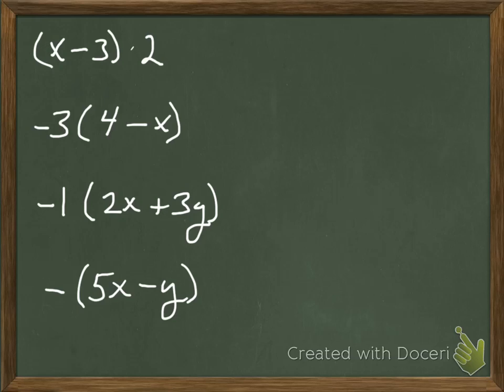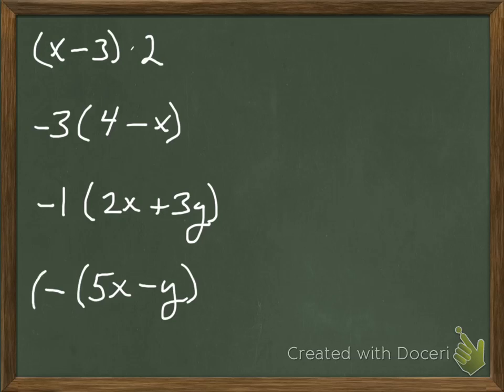You can do this on your notes section of your daily quiz log, or you can just do it on a regular sheet of paper. And I want you to try to distribute each of these. Okay, now there's some negative numbers. Be careful about those. Be especially careful about the bottom one.